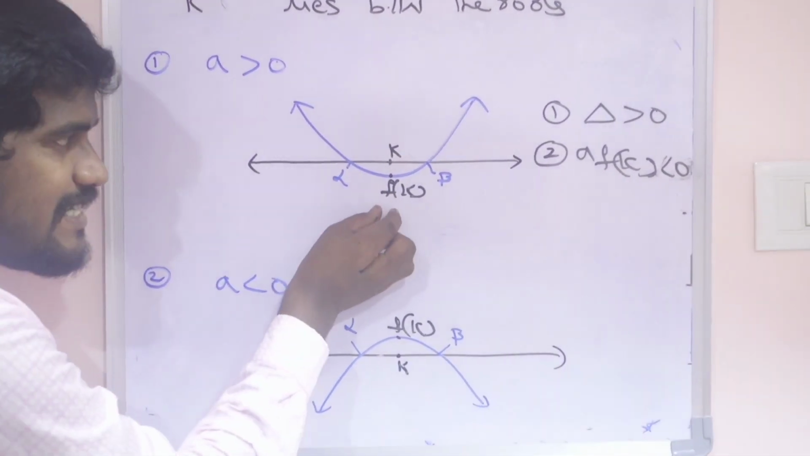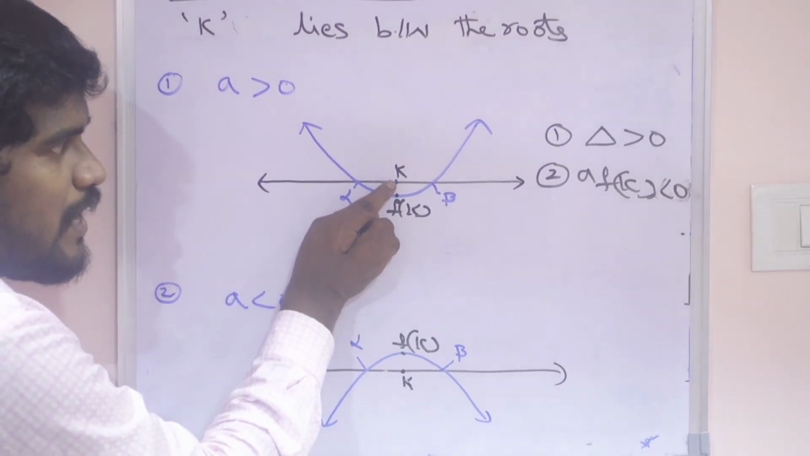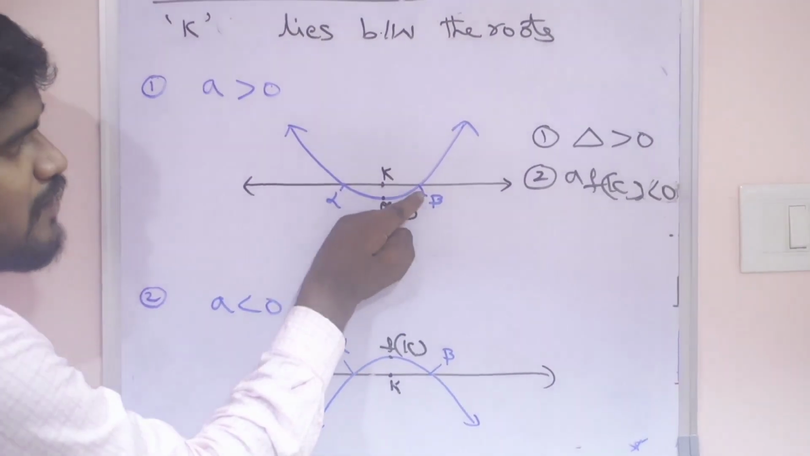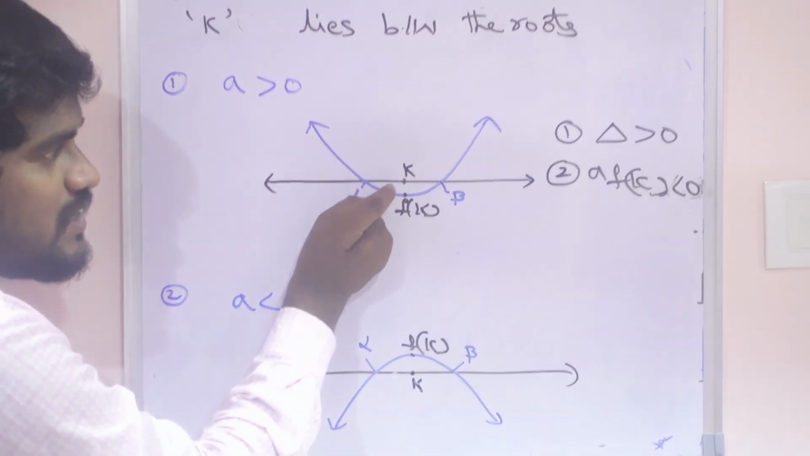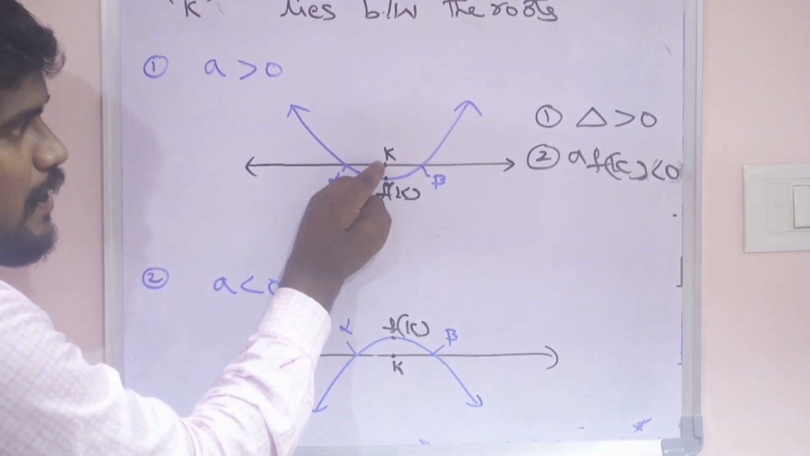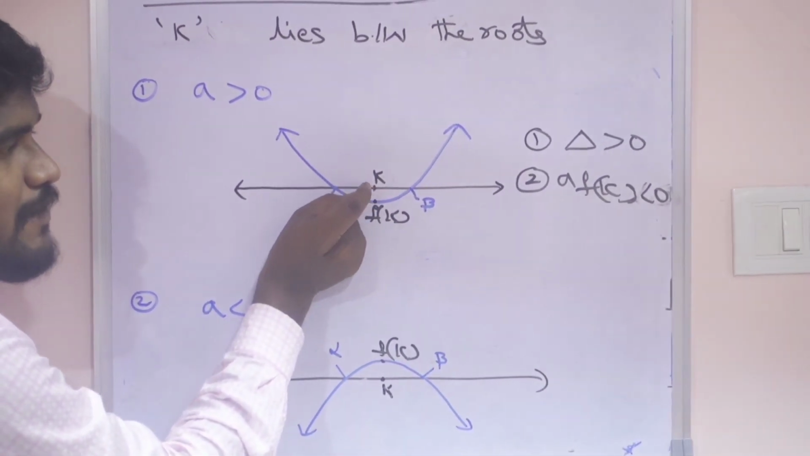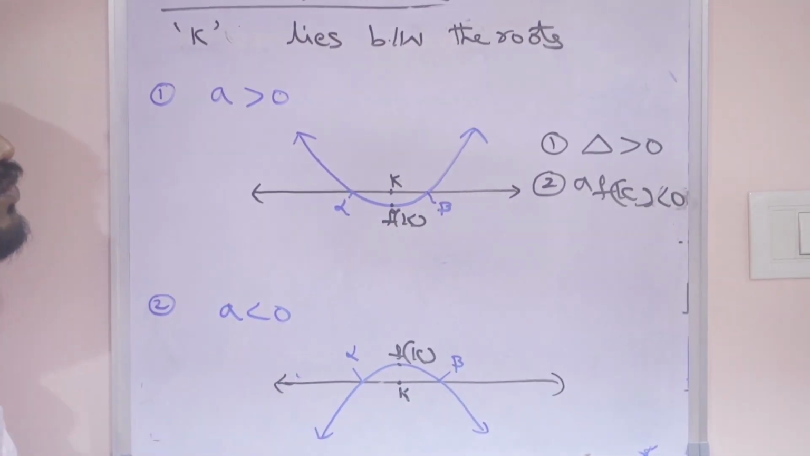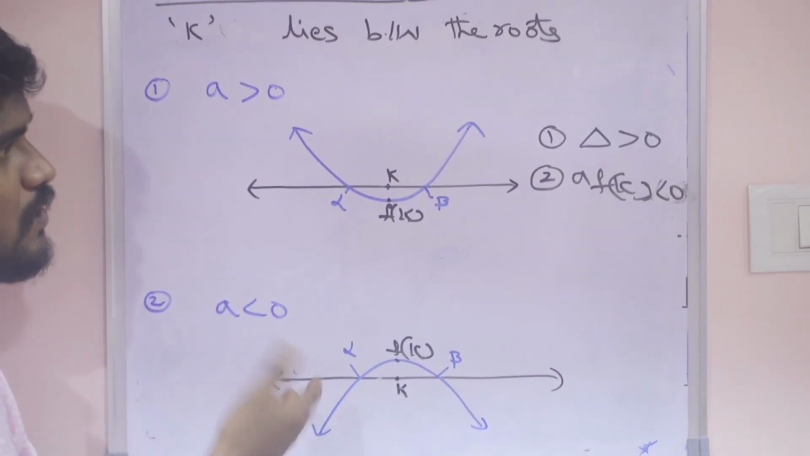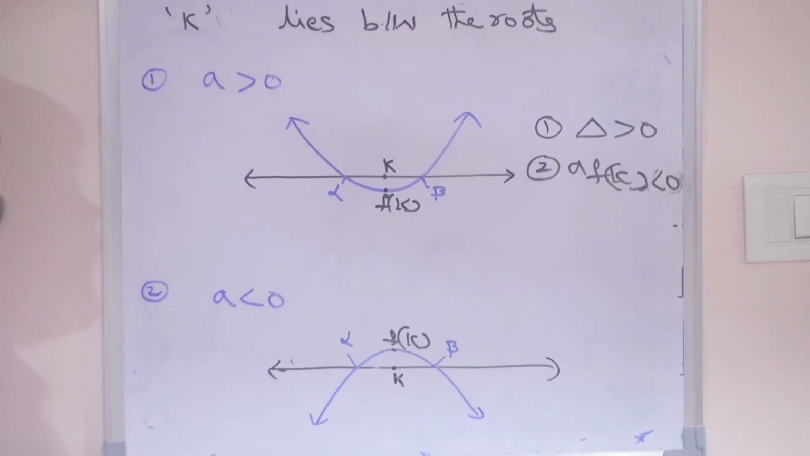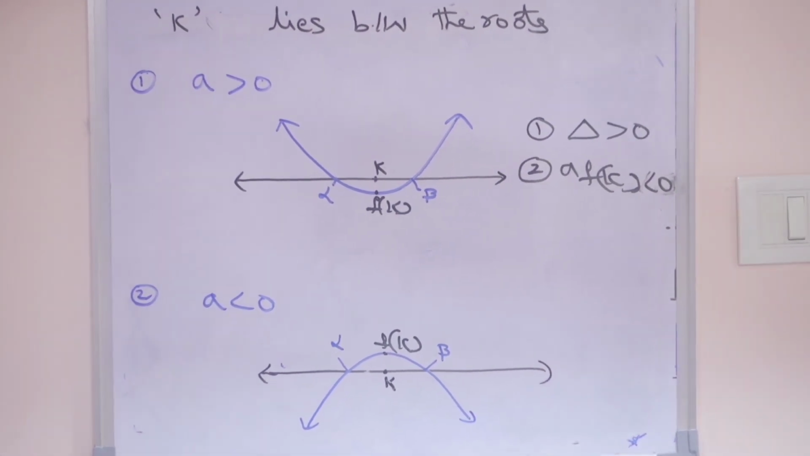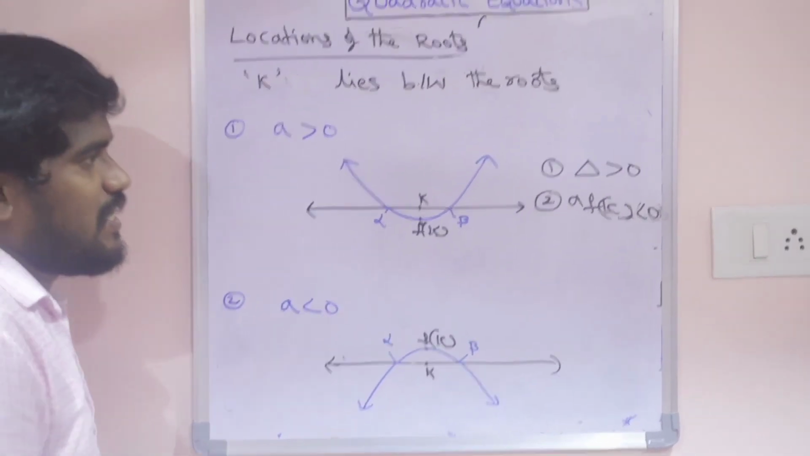Here there is no comparison between minus b by 2a and k, because k lies between alpha and beta, but minus b by 2a is the exact middle of alpha and beta. So we don't know which is more. That's why there is no comparison between minus b by 2a and k. We will go for the next case.